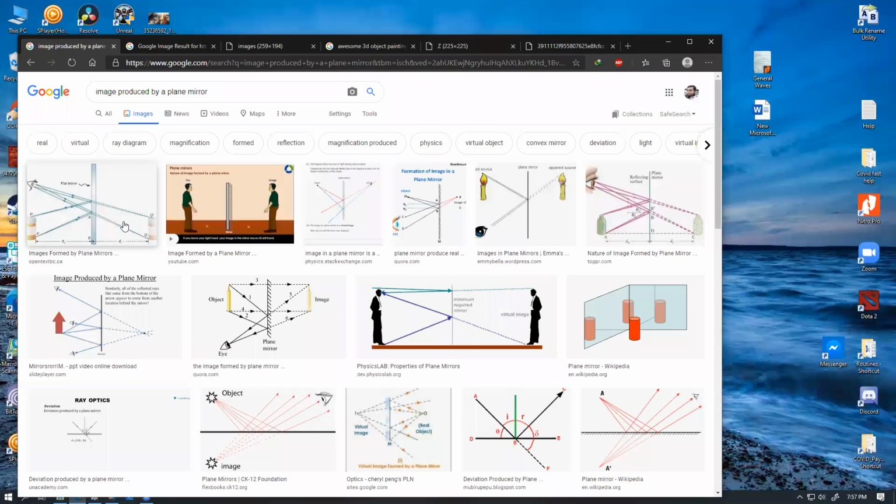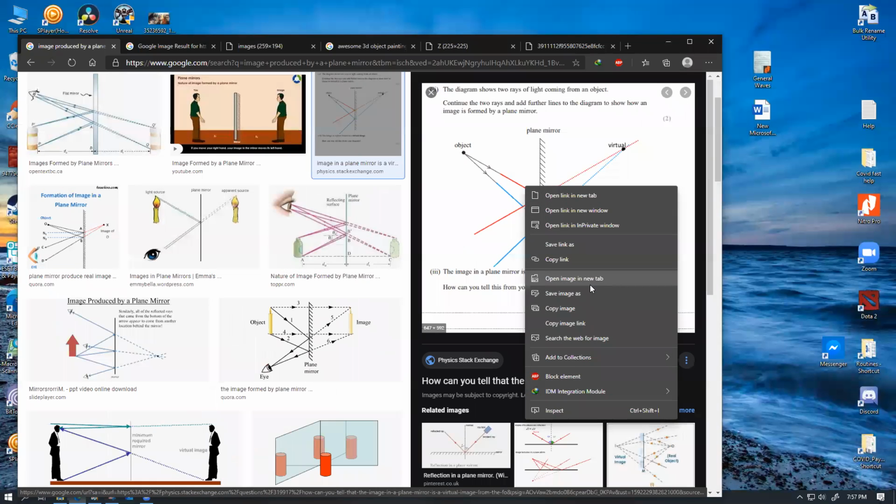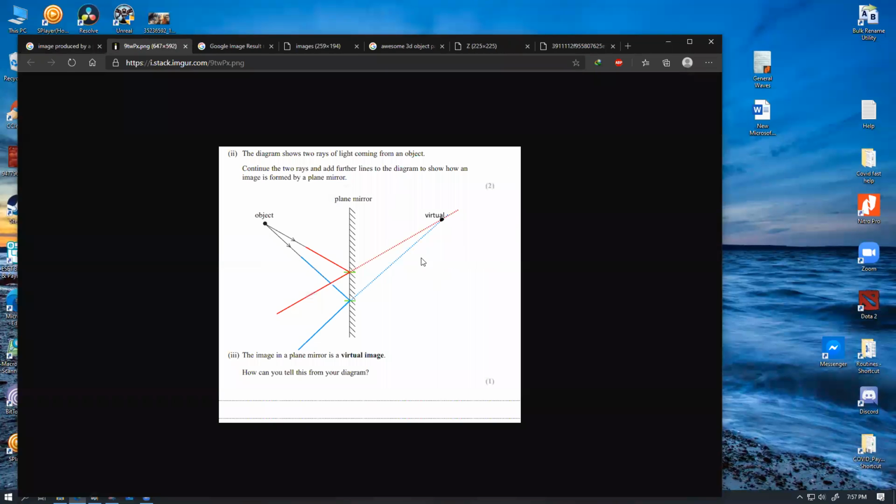So let's have a look at this figure first. This one is a good figure. Yes, this one is a good figure. This is actually a solution. But this is actually a good figure. So have a look at this figure and let's try to make sense of it.